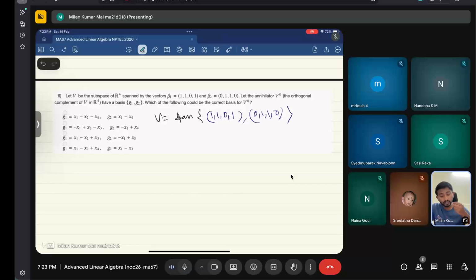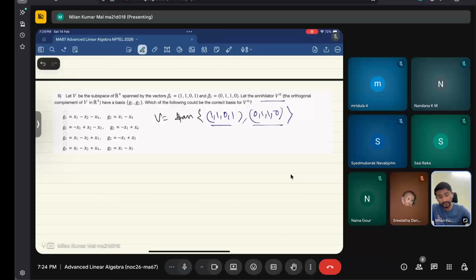Okay, all those linear functionals on R4 which take these vectors to 0, and have a basis g1, g2. This is what it is. The question says V is a subspace. Actually R4 is the main vector space, and V is the subspace spanned by these two vectors. They are obviously linearly independent, but even if they were dependent, that does not matter. That's not going to help you. So let the annihilator of V be V naught.